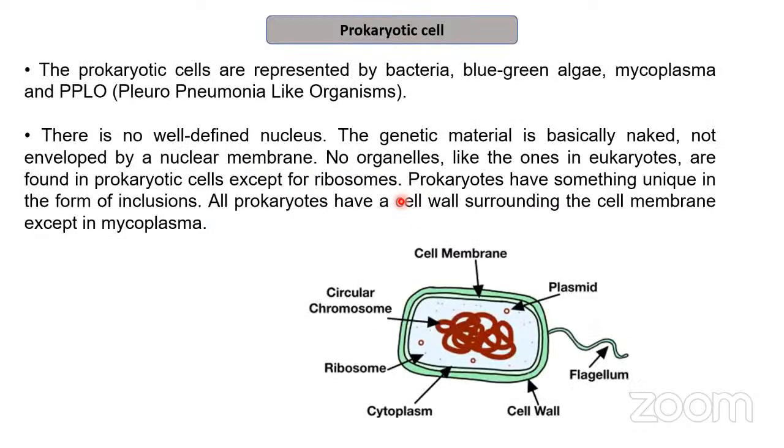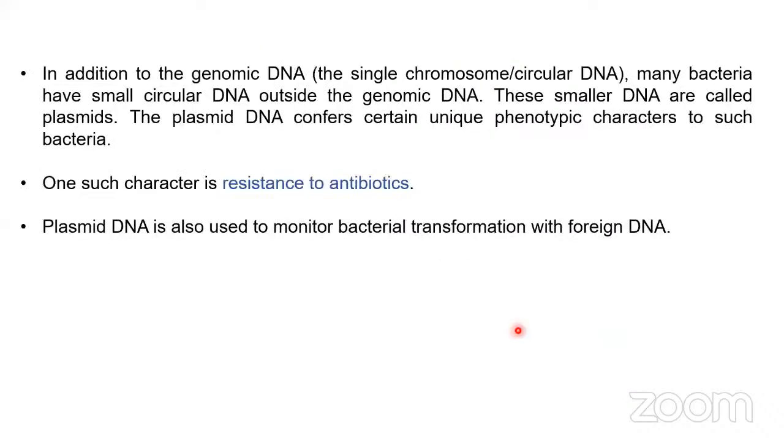As we can see in this diagram, there is a main circular chromosome, while there are other smaller DNAs present. These are not the genomic DNA. These are the plasmid DNA, and they confer unique phenotypic characters. For example, as I said, they help in attaining antibiotic resistance. In most cases, plasmids help in the survival of the bacteria in harsh conditions. For example, it prevents the death of the bacteria in the presence of antibiotics.